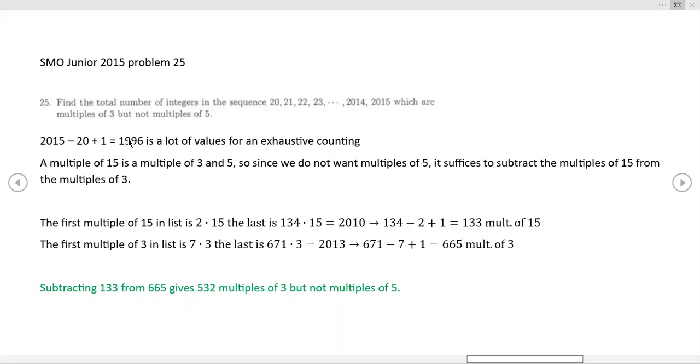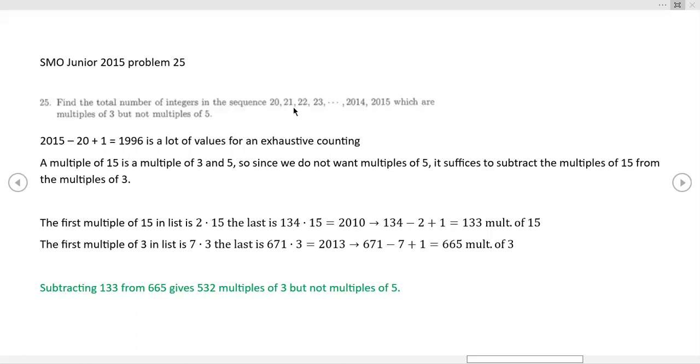So the reasoning here is to note, just like I said earlier, that a multiple of 15 is a multiple of 3 and 5. But we do not want the multiples of 5, so we have to subtract the multiples of 15 from the multiples of 3. And that's the guiding logic. The rest of it's just details. So what we do is we go ahead and first count the multiples of 15.